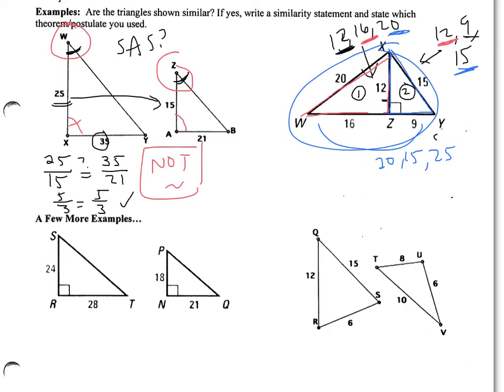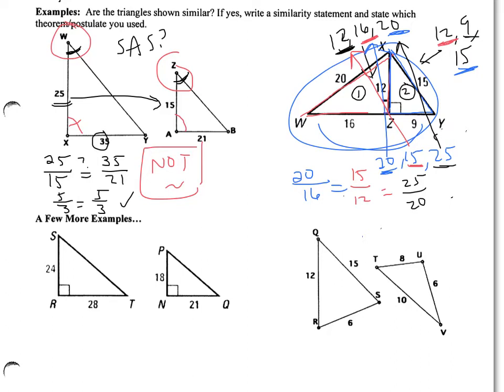Let's check it with triangle 1. 20 is the middle side. That's going to go with 16, the middle side on triangle 1. 15 is the smallest side. That's going to go with 12, the smallest side on triangle 1. 25 is the biggest side. That's going to go with 20, the biggest side of triangle 1.